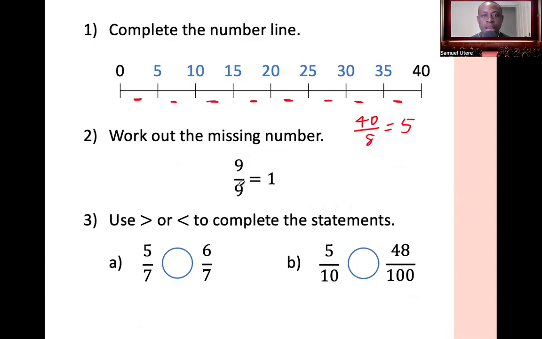Okay? All right. The next one, you were asked to fill in this missing value here to be able to get 1. So 9/9 is equal to 1. So 9 divided by 9 is equal to 1. So let's rub that off so that we'll get ready for the next part of our lesson.